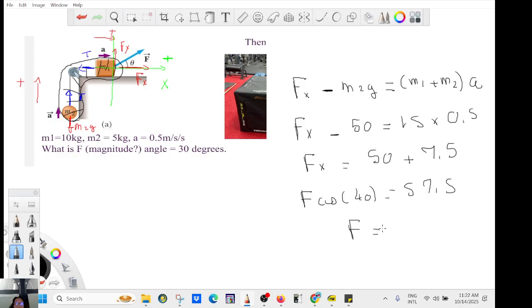30 degrees, thank you. Something like 66 Newton. Did you get that? Yes? We divide by cosine 30. Okay, now if you find it confusing, then you can do it the long way.